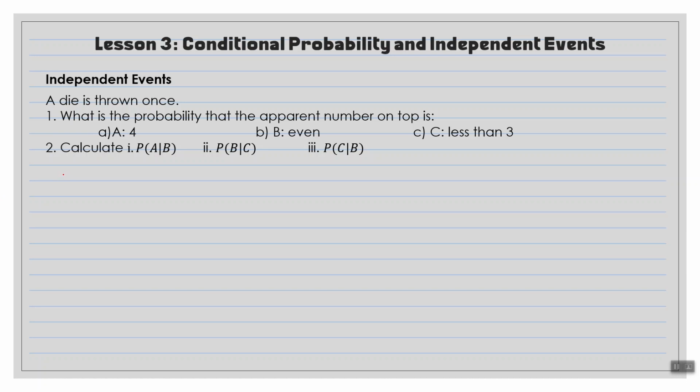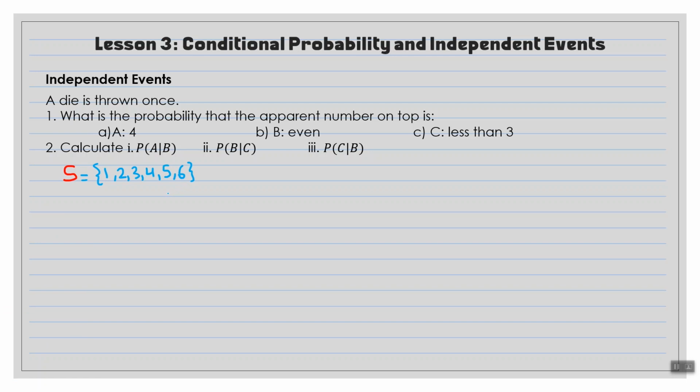Okay, so let's solve this question together, and through this question we will discover together the meaning of the independent events. Okay, so a die is thrown once. Let's write the sample space. So the sample space is going to be the following. It's going to be the numbers 1, 2, 3, 4, 5, 6, since we are talking about the die, right?